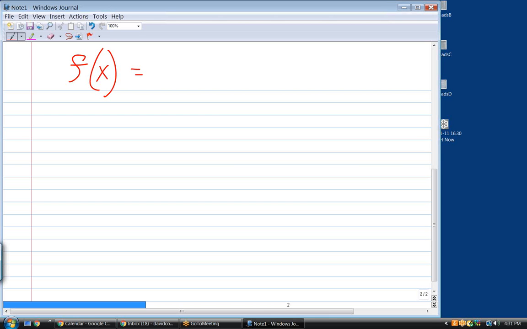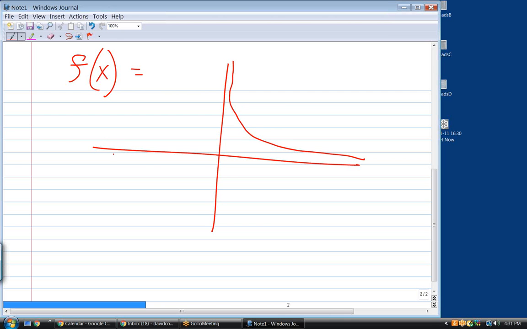All right. End behavior is what happens to f of x as x goes to infinity or minus infinity. In other words, let's say I gave you a graph like this, and I didn't tell you what the function was. What happens to f of x as x goes to positive infinity? Now look at the graph.